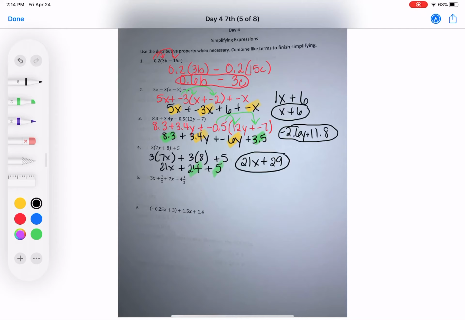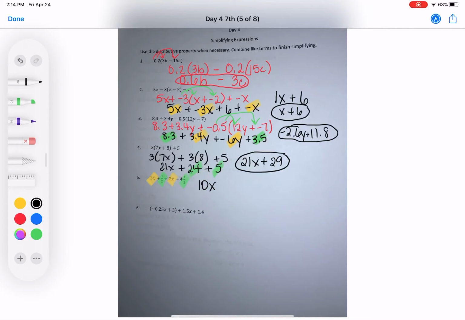Number 5, there is no distributing here, so the only thing we're going to do is combine like terms. So my first set of like terms are my variable portions. I have 3x and 7x. And then I also have my constants, which is 1/2 and -4.5. So I'm going to combine my variable portions first. 3x plus 7x is 10x.